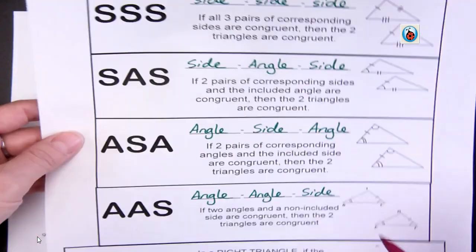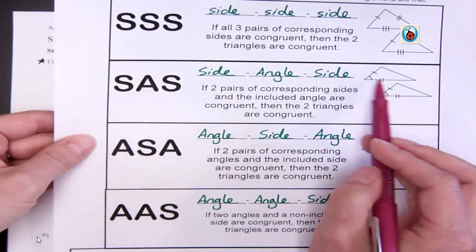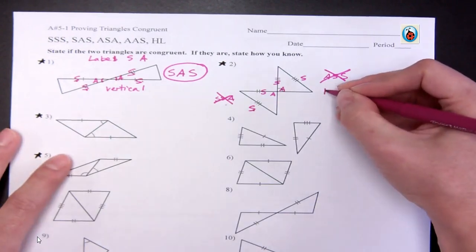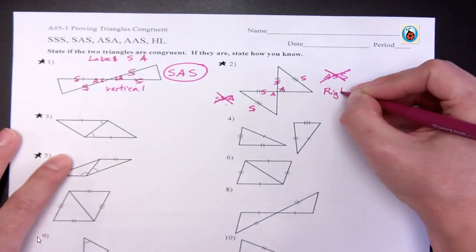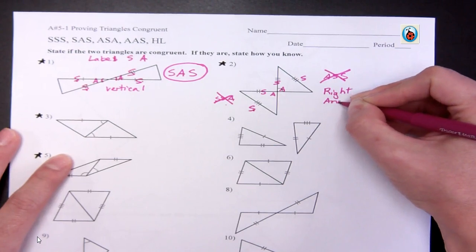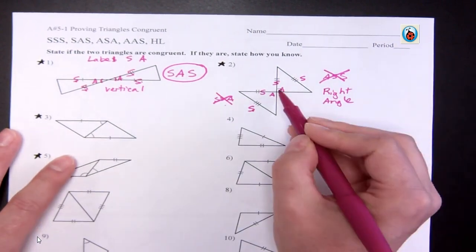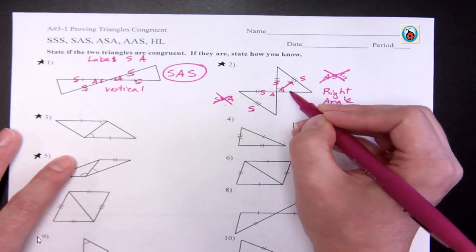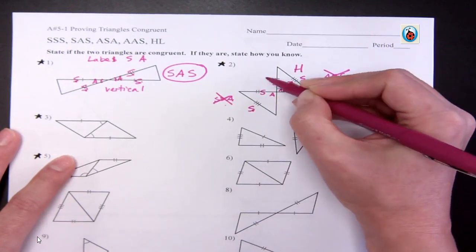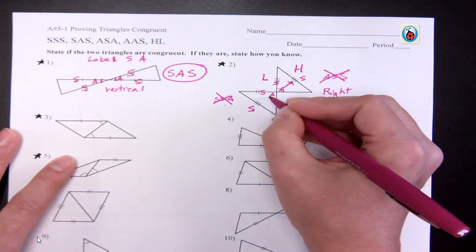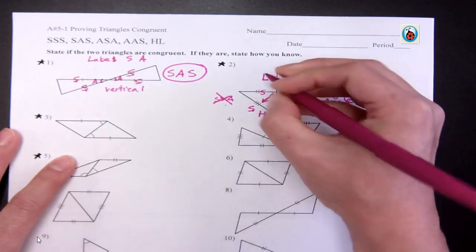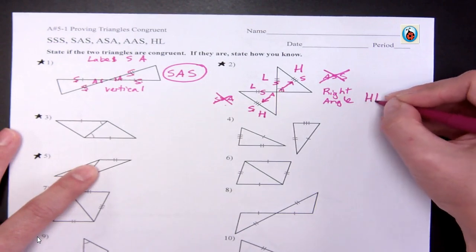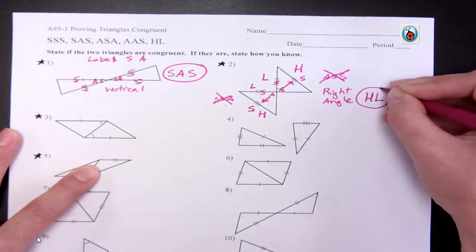For us, if we have two sides and an angle, the angle has to be sandwiched in between. Here it's not. But I have a right angle. So therefore I can check, do I have hypotenuse, the one across from the right angle, and a leg? On this side, do I have my hypotenuse and a leg? And the answer is yes, so I have hypotenuse and leg.